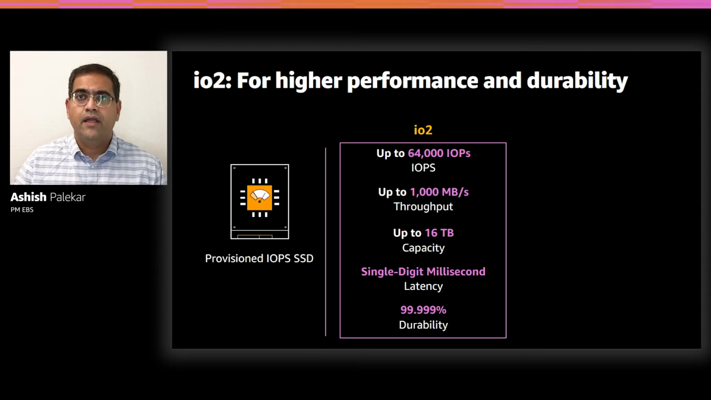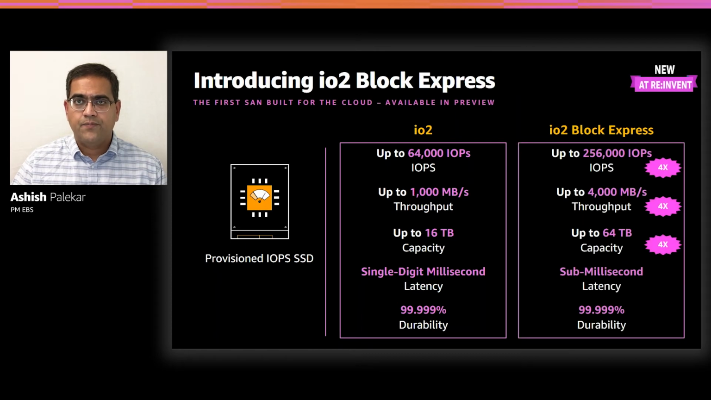And it's no wonder that a lot of customers have looked at IO2 and decided they want it for their workloads. Well, we're going to raise the bar on that again. At reInvent, we're now announcing a preview of what we're calling IO2 Block Express, which is really the first SAN built for the cloud. This is available in preview.